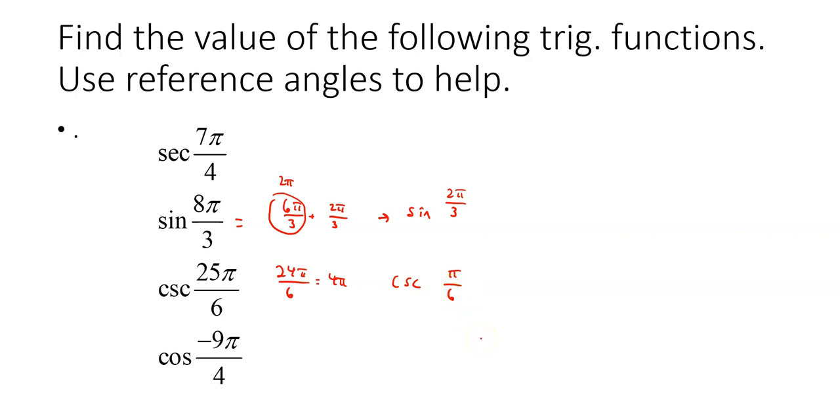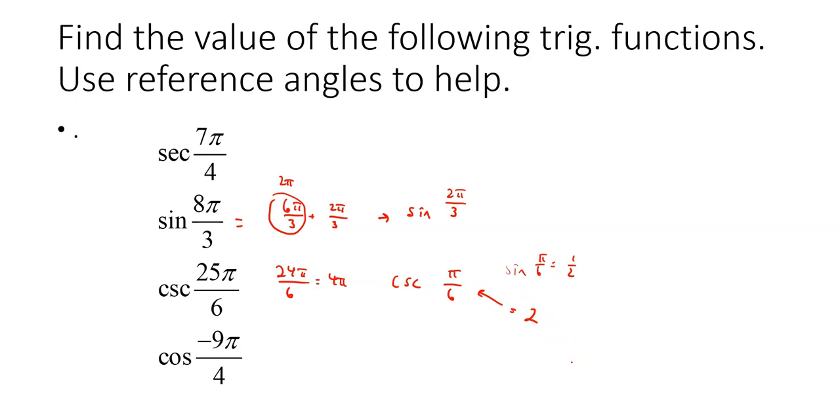Okay. How do I find the cosecant of pi over 6? So the cosecant of pi over 6 is the reciprocal of the sine of pi over 6. So if I go back to my unit circle, the sine of pi over 6 is a half. So the cosecant of pi over 6 then must be 2, right? Flip it over.